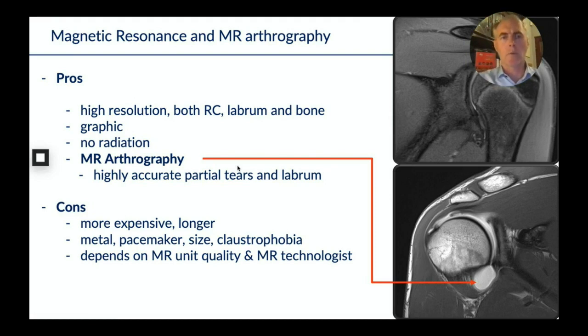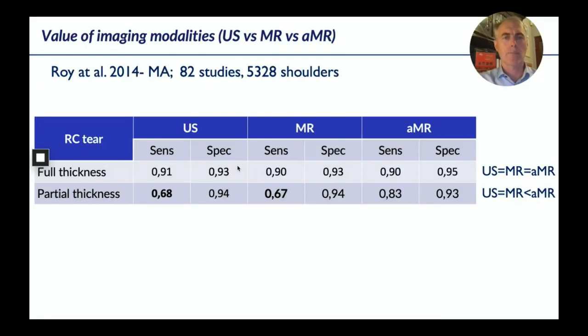Magnetic resonance imaging is very popular. It has a lot of advantages, like high resolution for the cuff, but also for the labrum and the bone. It has no radiation as well. And on top of it, arthrography may be very highly accurate for partial tears and the labrum. Again, it has some limitations. It's more expensive and takes longer to acquire. Not every patient can have it, like patients having some metals or pacemakers; being very large or claustrophobic may also prevent it. It also depends on the quality of the resonance and the technologist.